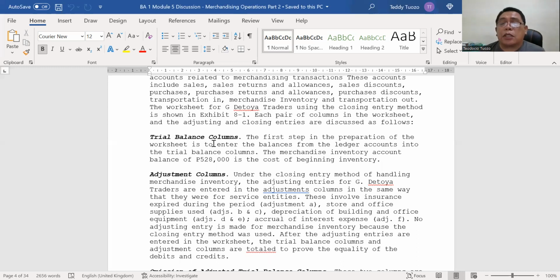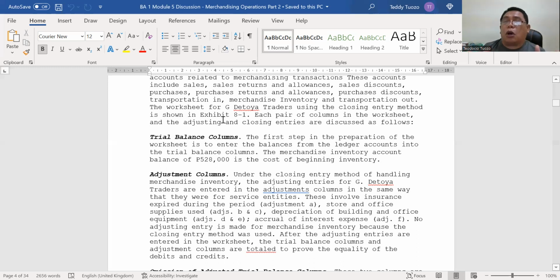But it is also a requirement for you to prepare a worksheet physically that you are going to submit to me, so that the school can check your work against what you have answered. Your answers on the worksheet, the journals, the postings, the trial balance, etc.